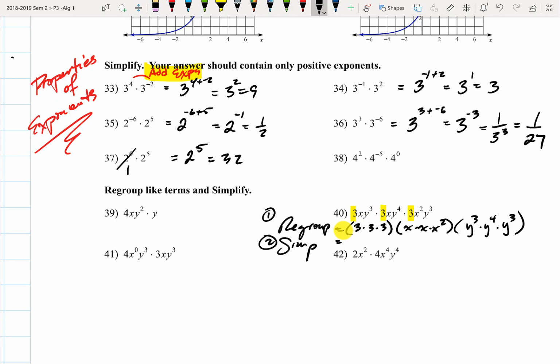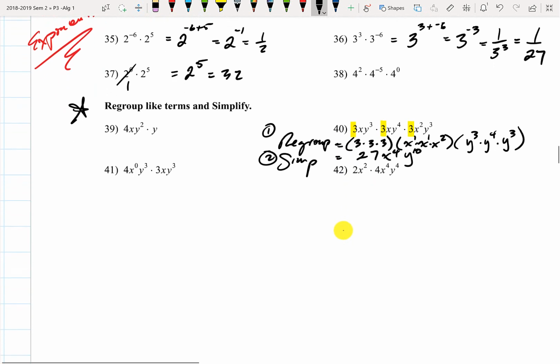So what do you get? You get 27 times x to the fourth. You add exponents again, just like I did previously. And then here you've got 3 plus 4 plus 3, that's y to the 10th power. So you regroup and simplify. That's all you do, and that's how you handle all of these. So you guys can do the rest.